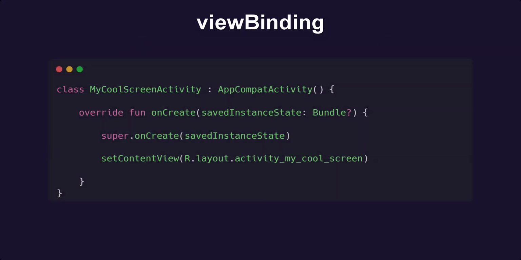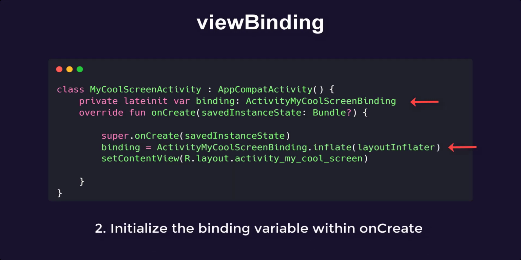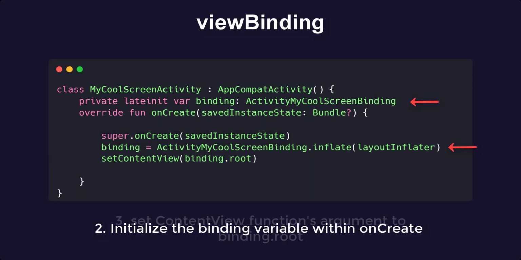View binding setup in activities is usually fixed, and it's under 3 steps. First, you'll have to create an instance variable within your activity of the binding type. Then you have to initialize the binding within your onCreate function, as you want to initialize this variable once, so onCreate is the suitable function to create this object. One thing to keep in mind is that you should always initialize it after the super call, as initializing before the super call will most probably lead to crashes in your application.